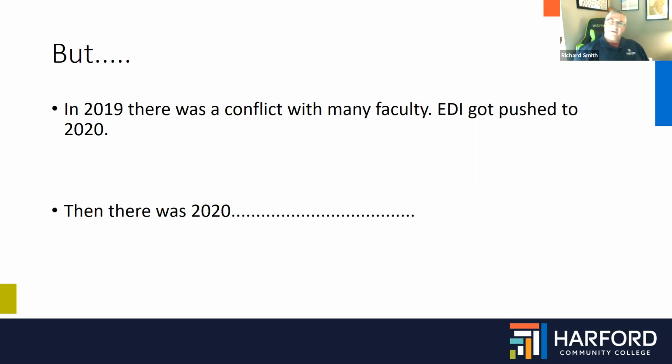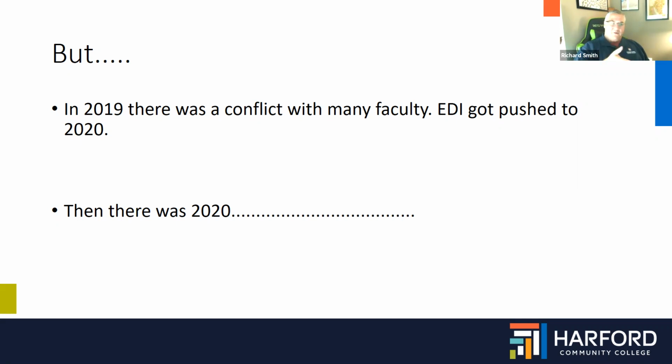So here are some things going into 2020. First of all, the next year we were going to do it in 2019. We had this major PD event happen at the same time. We had EDI planned. We had a group of faculty that we had sort of looked at, and we were like, let's get them in it. Well, this other event sort of took away lots of our people.